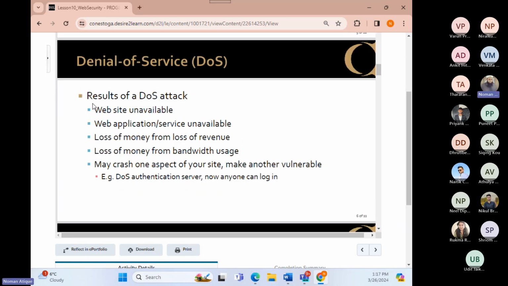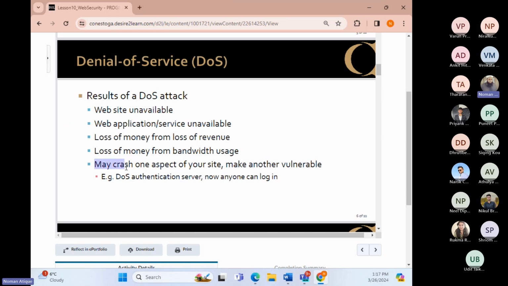Now, the results of a DoS attack: website unavailable, web application service unavailable, loss of money from loss of revenue, of course, loss of money from bandwidth usage. There is lots of bandwidth, and it is all eaten up by the fake requests. It may crash one aspect of your website and make another vulnerable. DoS on the authentication server, now anyone can log in.